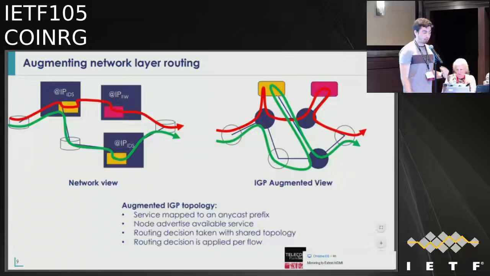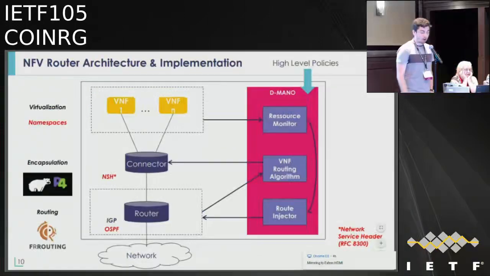And if you base your metrics, for instance, on the CPU use of the IDS, it will rise, and if the second flow arrives, it will be routed through the second instance, making some load balancing between the different function instances. So we have built an architecture for our augmented nodes, which we call NAV routers.